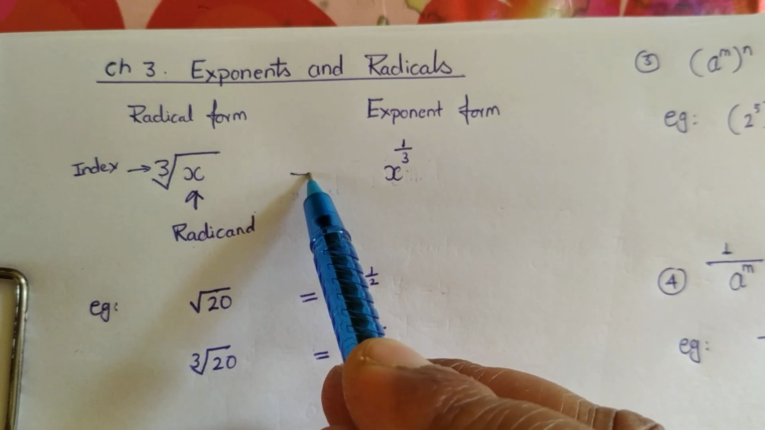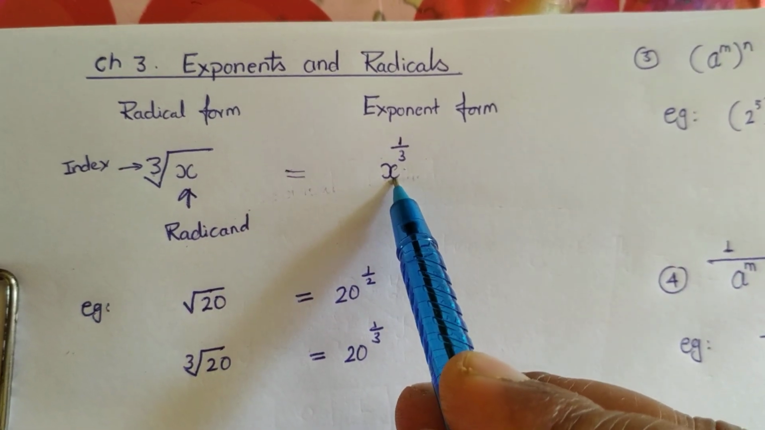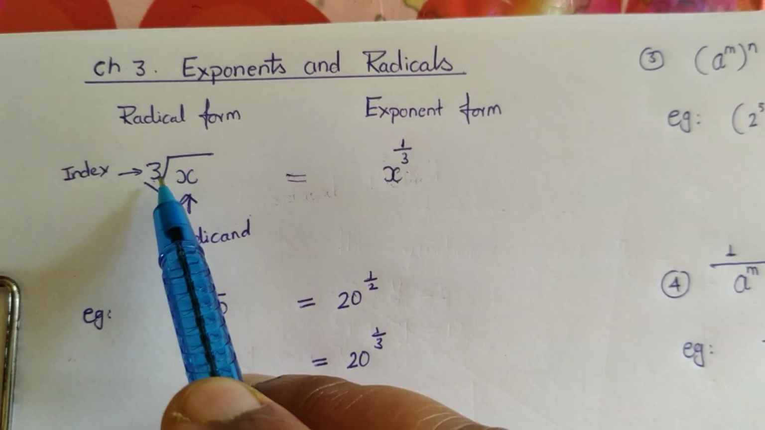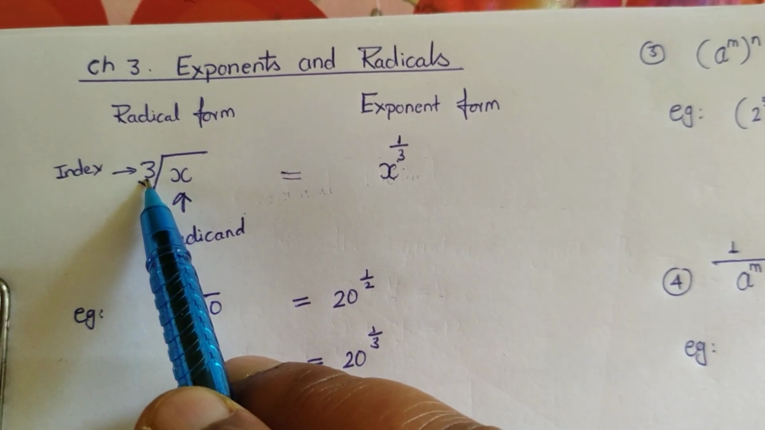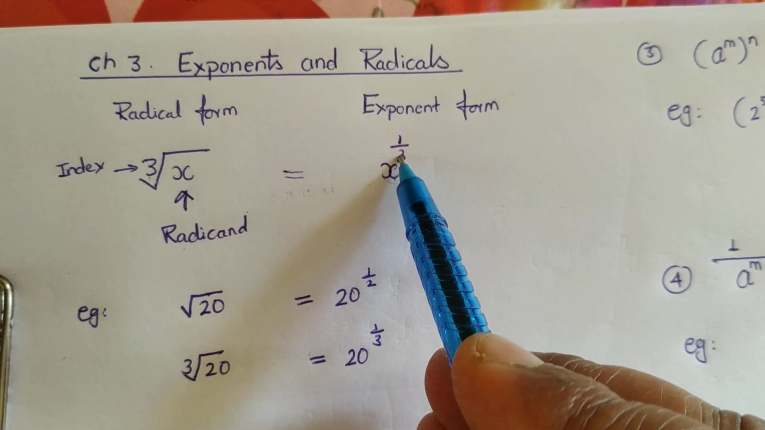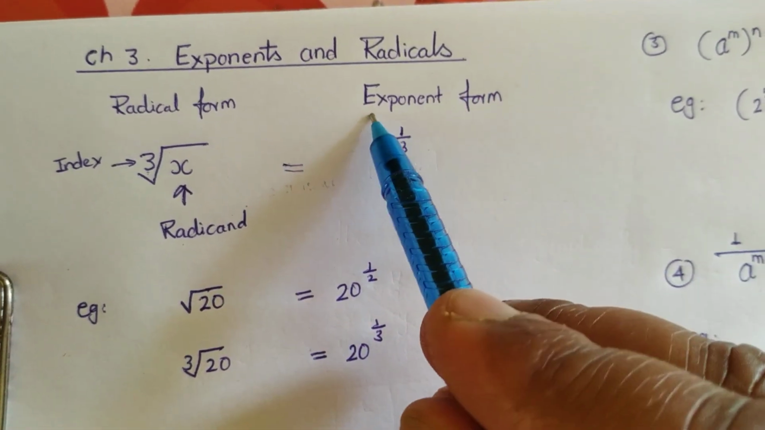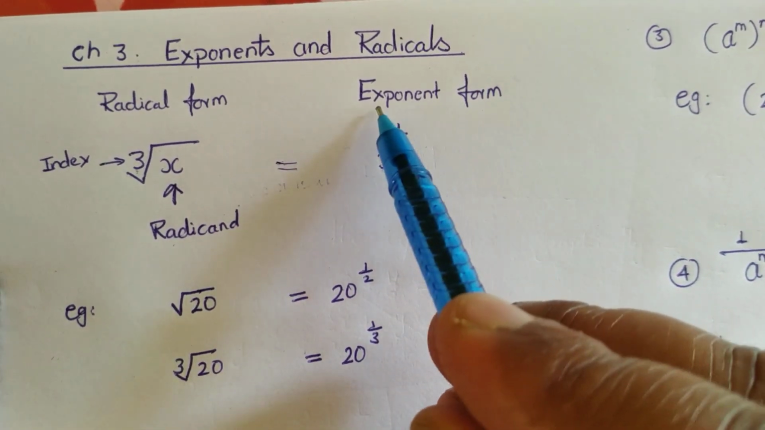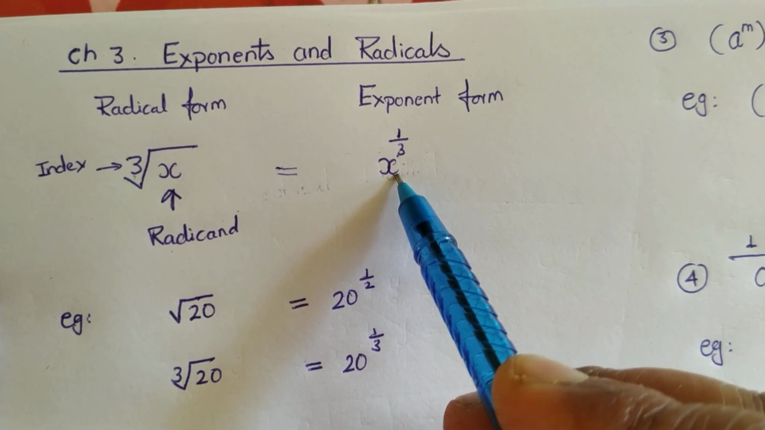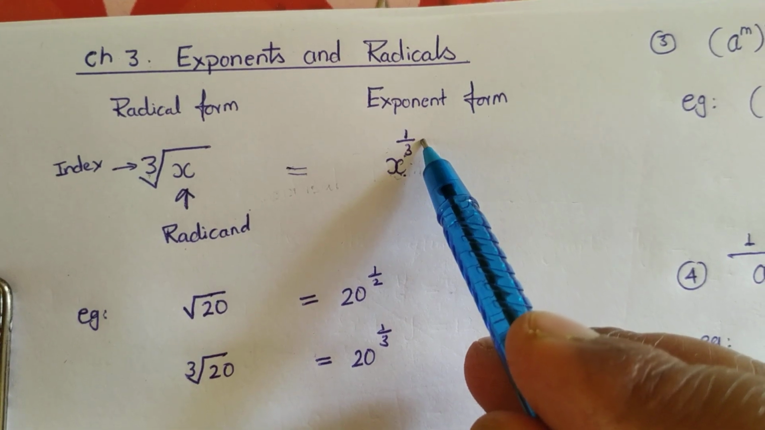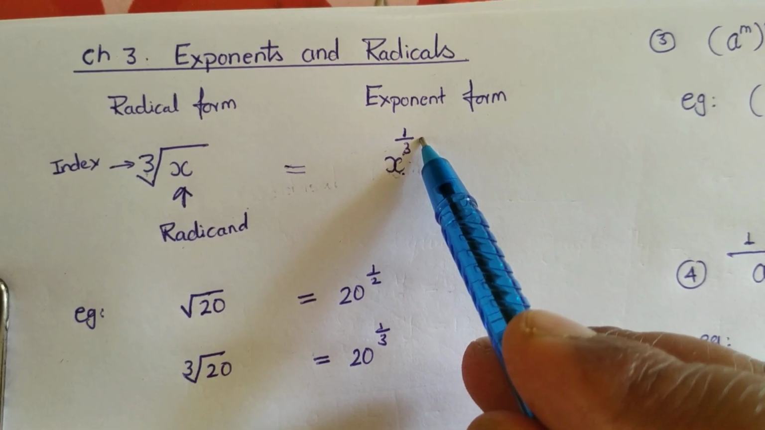This form can be written as x to the power 1 by 3. This index comes here and it is written as, if it is 3 here, then it is written as 1 by 3. This form is known as exponential form, where x is the base and 1 by 3 is known as the exponent or the power.